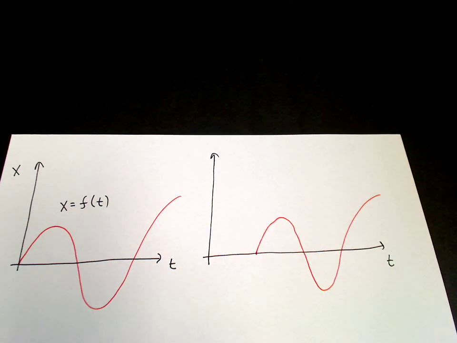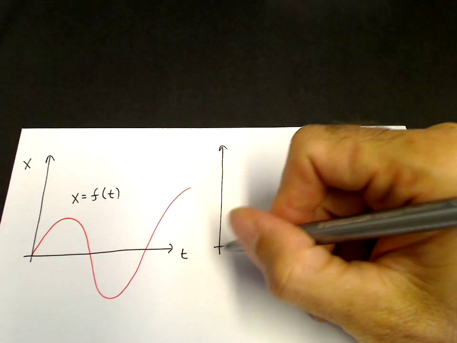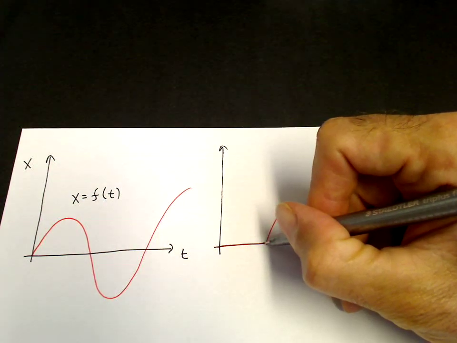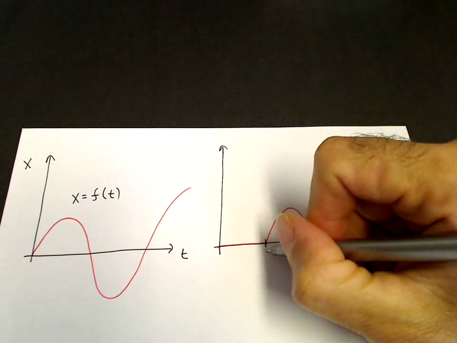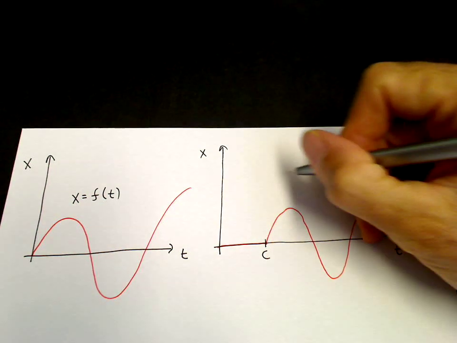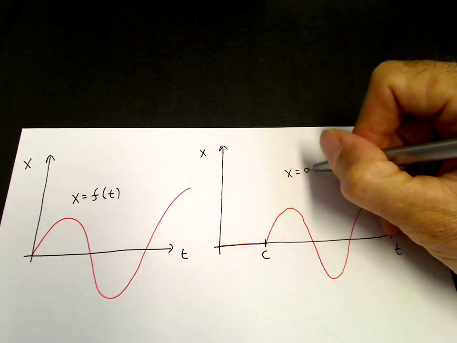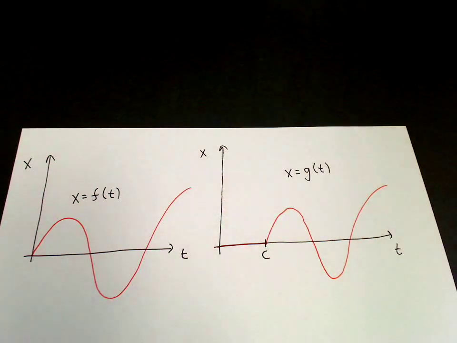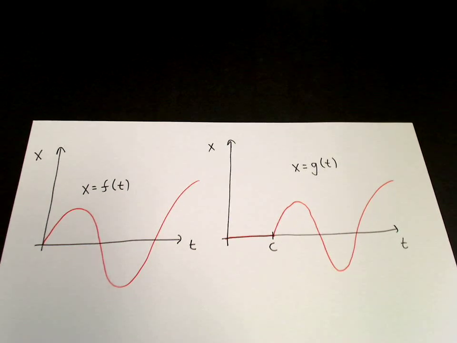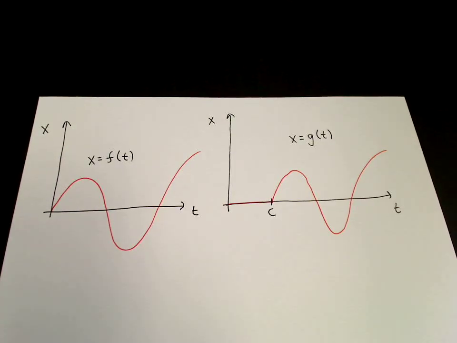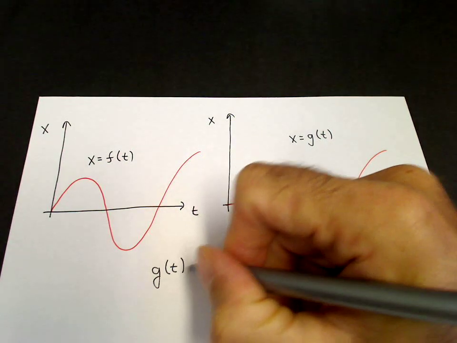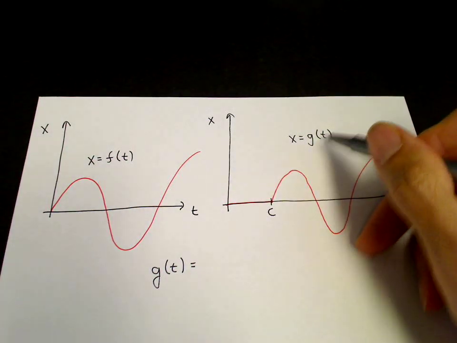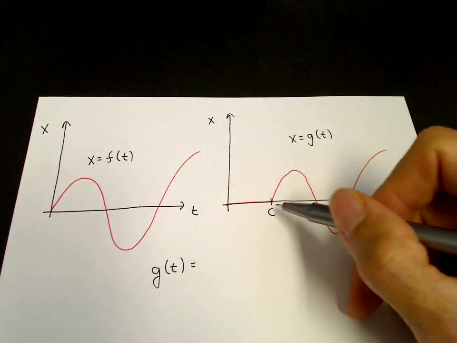And then between 0 and this new starting point, we can put it equal to 0, right? Okay. So this value here then is c. And this is x equals g of t now. So what is the relationship between g of t and f of t? Well, g of t is 0 now for t less than c.